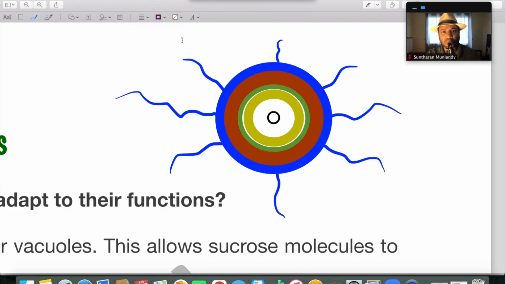Let me draw the phloem for you. So you have phloem around that. Usually it looks like a star, but here it doesn't really look like the shape of a star. But you need to know the arrangement of all these structures first in order to understand root pressure. The blue color here is the epidermis, then the cortex, then the endodermis, followed by the pericycle, and finally the xylem. Around the xylem you have the phloem.